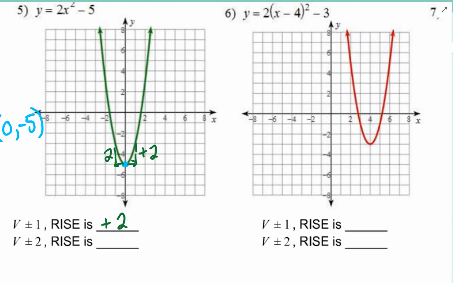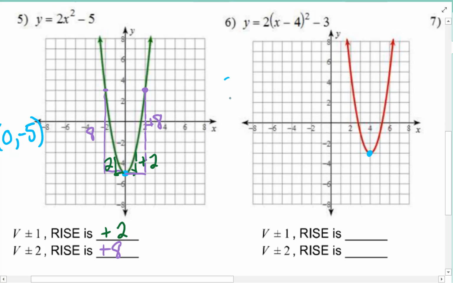Interesting. What about 2 units away from the vertex? 1, 2, 3, 4, 5, 6, 7, 8. 8 is the rise here. So 2 units away from the vertex, our rise is 8 units.